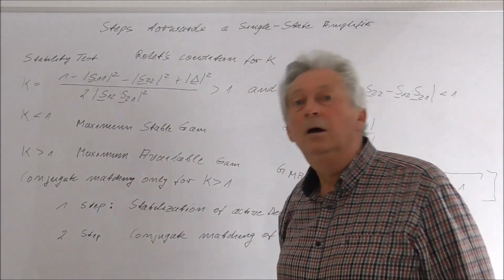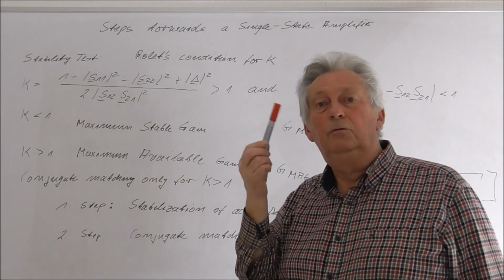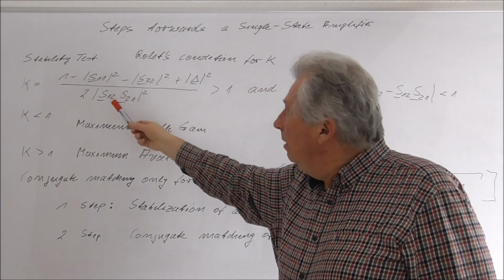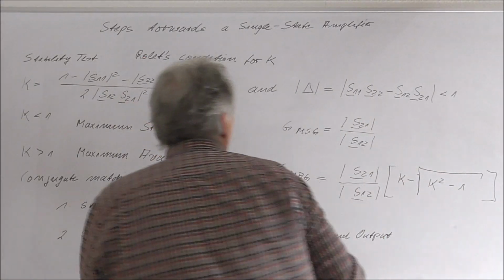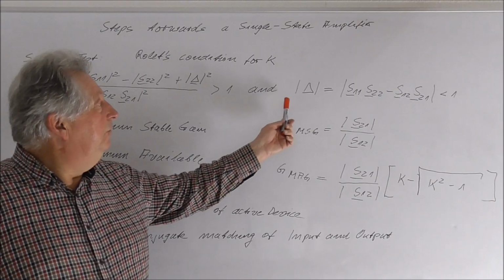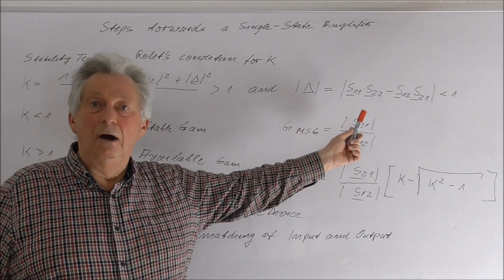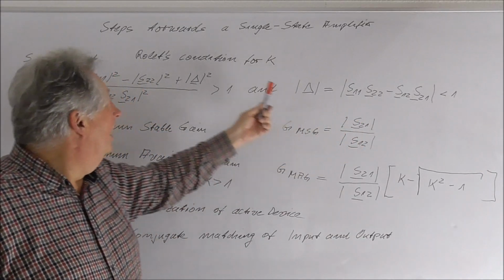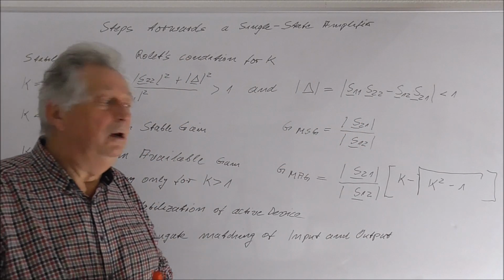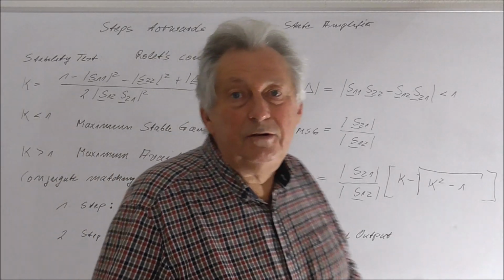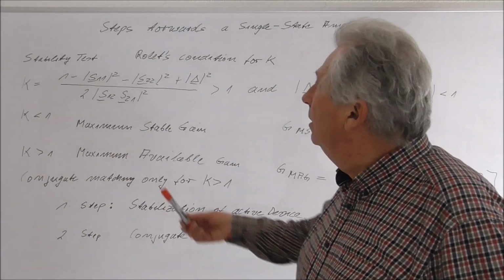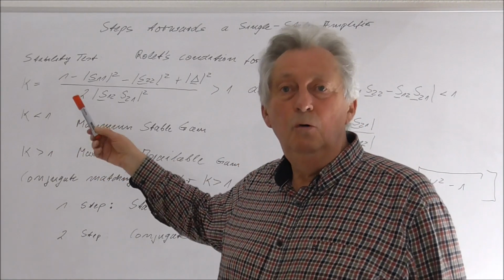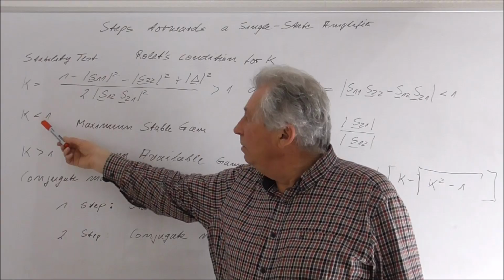In the first step, we calculated the stability factor using the Y parameters. And if I use the S parameters, the stability factor also must fulfill this condition for delta. So only if this condition for delta is fulfilled, then the stability factor is really valid. And as soon as I have calculated the stability factor, I have in principle two conditions.